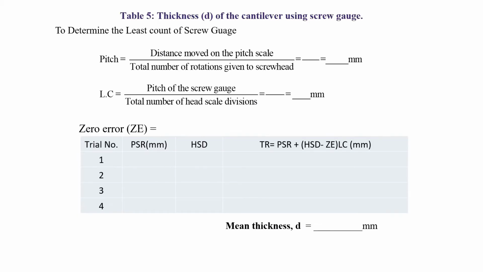After that, we need to find the thickness of the cantilever using a screw gauge. Here again you place the screw gauge at 4 different positions and find out the PSR, that is the pitch scale reading, and the head scale division, that is the HSD, and find the total reading. After this you need to substitute the values and calculate. Now we will go to the discussion of how we have to make measurements using slide calipers, screw gauge and traveling microscope.